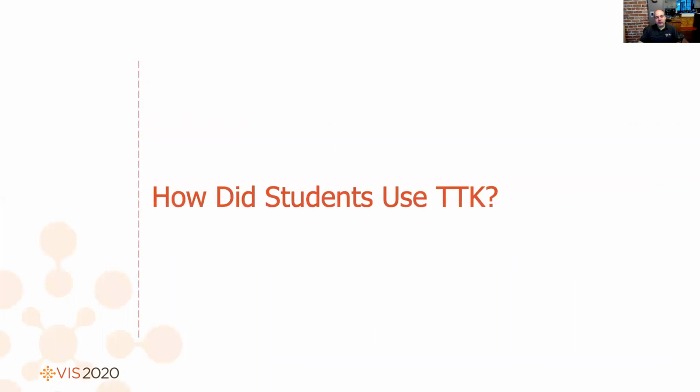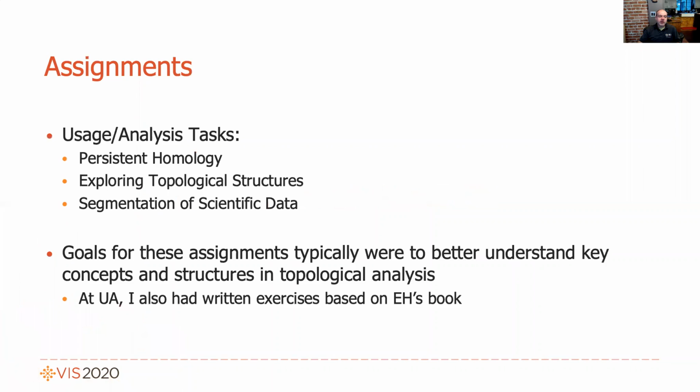So how exactly did students use TTK? Well, generally speaking, there were two types of assignments in my courses. The first type of assignment was really just to understand key concepts and structures in topological analysis. To do this, I used a mix of TTK exercises, but also written exercises from Herbert and John's book. In particular, these were common usage tasks for data analysis: using persistent homology to do data simplification, building topological structures that do summarization of data, and using these structures to do things like segmentation of scientific data.